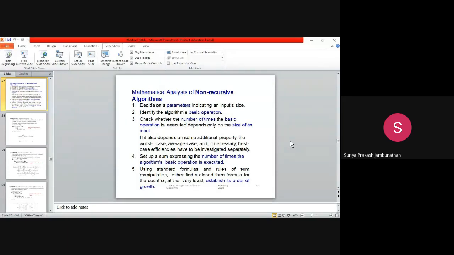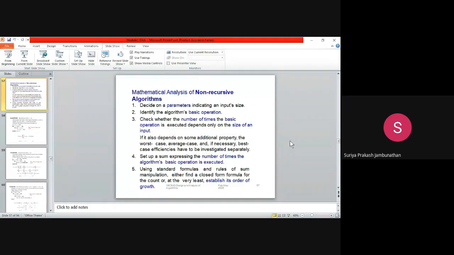The basic operation means, for solving the particular problem, we write the formula. The formula is C is equal to A plus B for addition, and for matrix addition, matrix of A plus matrix of B will be stored in the resultant matrix, matrix of C, like that.